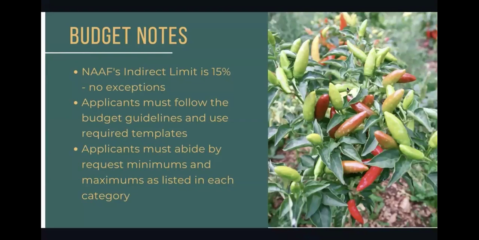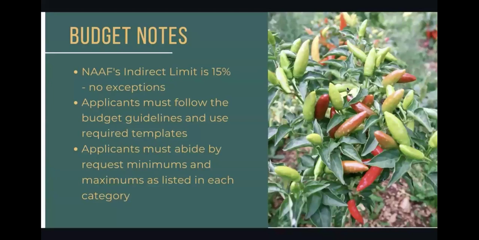For returning applicants and grantees, you may already know this, but NAAF has a specific budget template that must be used when applying for funds and also when providing update and progress reports of your grant. Included in that budget template is an indirect limit. While NAAF allows indirect funds to be included in your grants, the limit is 15% of your personnel and direct totals. For example, if your personnel funds added up to 50,000 and your direct funds added up to 50,000, then you could use 15% of that total of 100,000 to spend towards indirect, but not more.